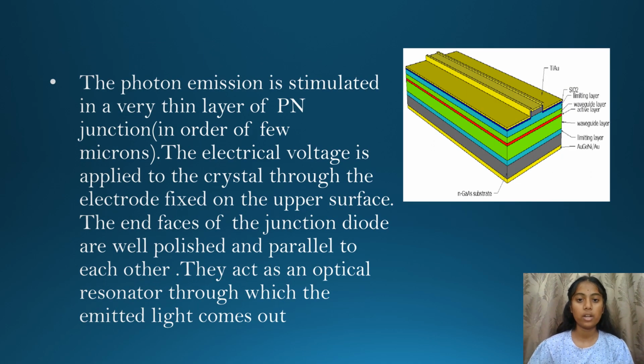The photoemission is stimulated in a very thin layer of the p-n junction, of the order of a few microns. The electrical voltage is applied to the crystal through the electrode fitted on the upper surface. The end faces of the junction diode are well polished and parallel to each other. They act as an optical resonator through which the emitted light comes out.